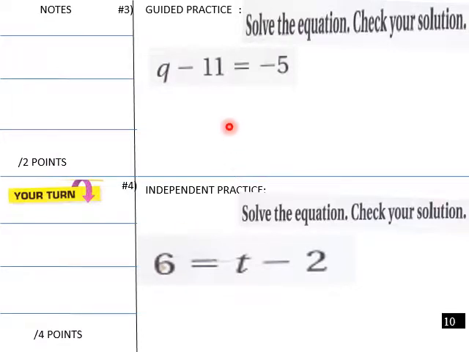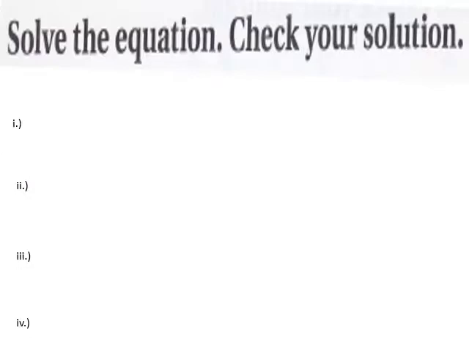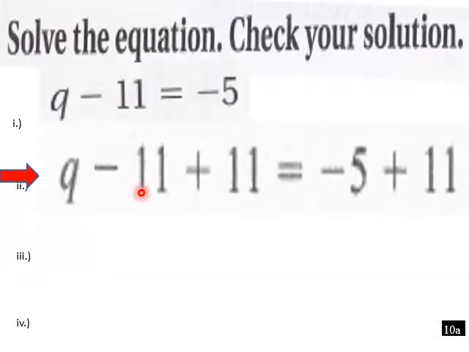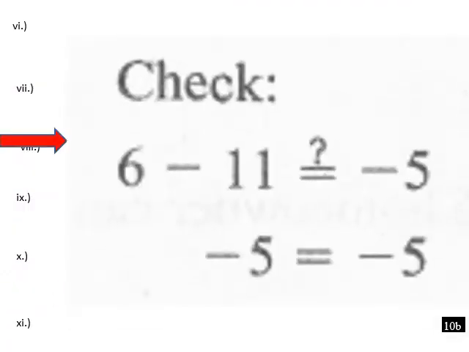Okay. So our second guided practice here, solve the equation. Students, this is on you. So solve the equation. How do we do that? We're going to add 11 to both sides, don't we? We want to isolate our q, right? So we got to add 11 over here. These cancel out. Then you have negative 5 plus 11 equals q equals 6. And our check, right? Here's our check. Negative 5 equals negative 5.